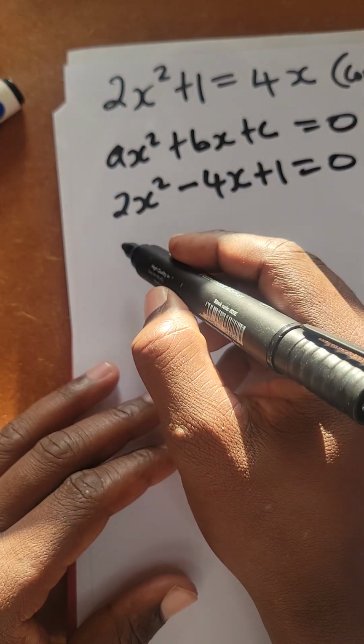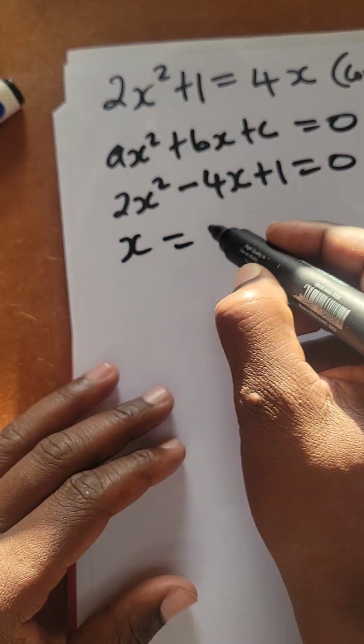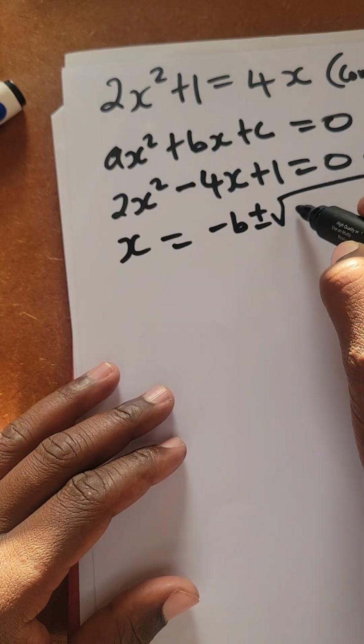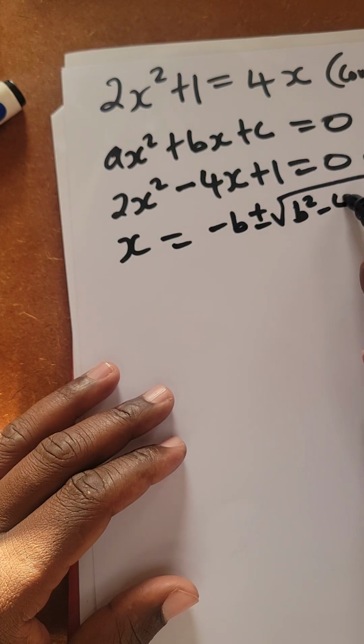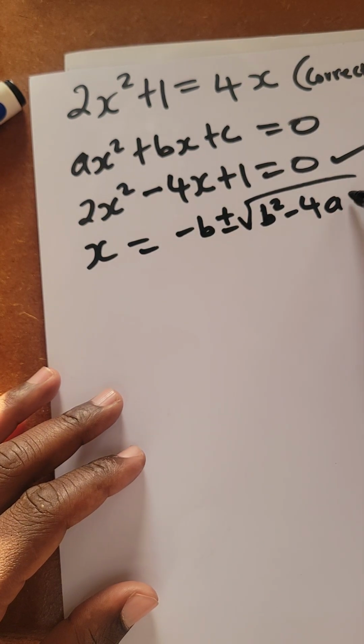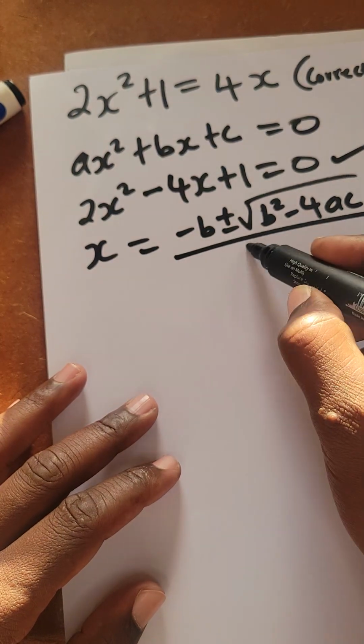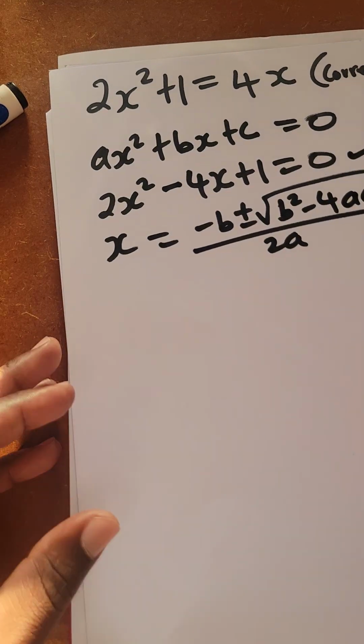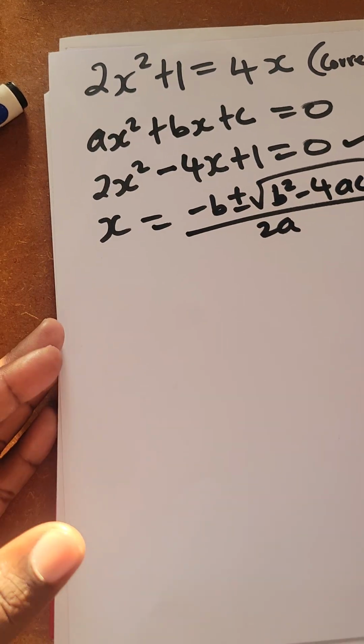What general quadratic formula am I talking about? The one that says x is equal to minus b plus or minus the square root of b squared minus 4ac, everything over 2a. You are not supposed to write this in an examination scenario. We know that you are taking it from there.